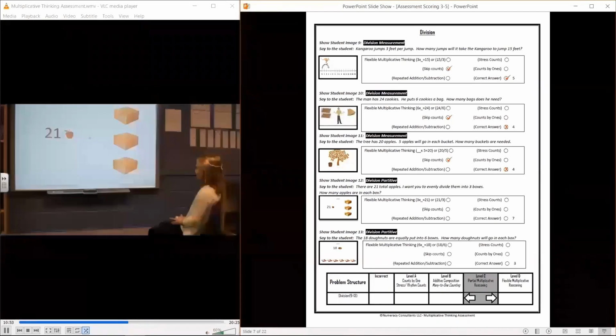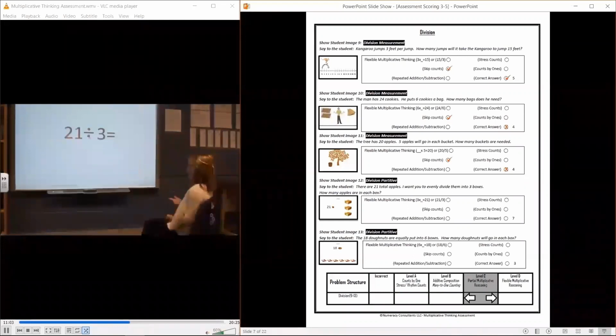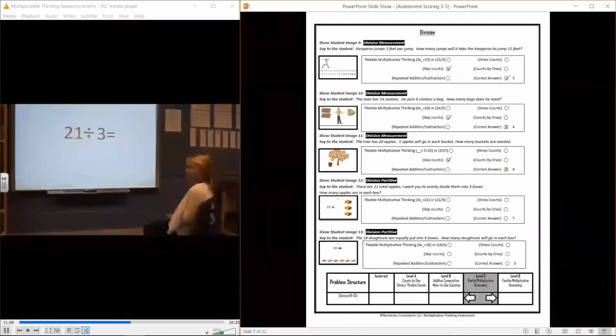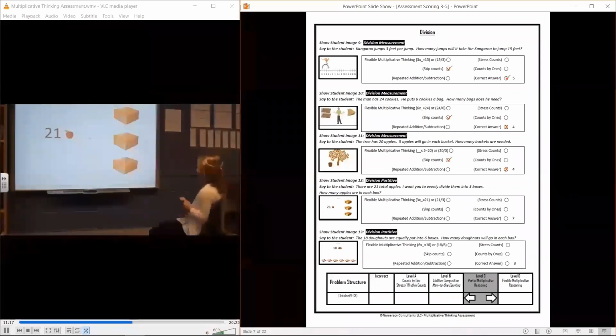And next, we're now going to partitive division. There are 21 total apples. I want you to evenly divide them into 3 boxes. How many apples are in each box? Remember, she could do 21 divided by 3. 7. Okay. How many apples? So there's 21 apples, and then we want to put them equally into those 3 boxes.